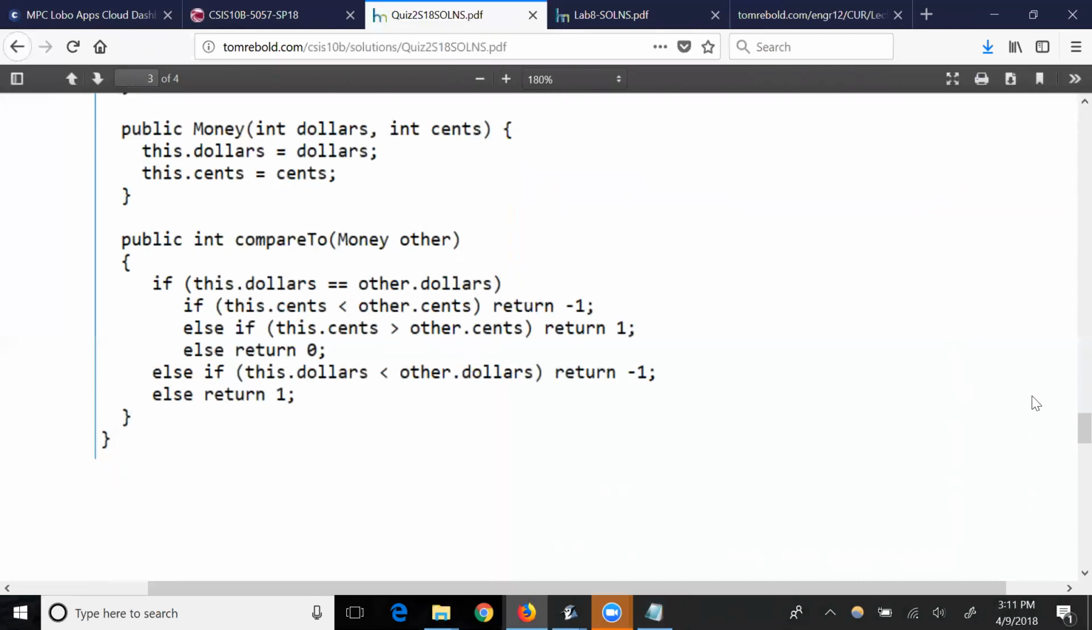Now, the first one is checking to see if dollars are the same. So if you have the same amount of dollars, you could then just check to see if the cents are different, right? If this cents is less than other cents, then return -1. So if the dollars are the same, then you got to check the cents. There's no other option. If the dollars are the same, you have to check the cents. Otherwise, just compare the dollars, and that's what this one is doing.